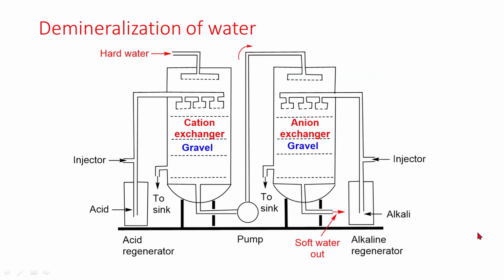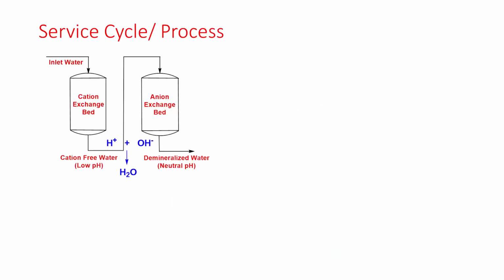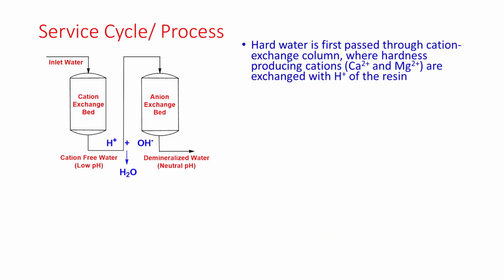This diagram is of demineralization of water. Here hard water is passed through the cation exchange column. Then it is allowed to pass through the anion exchange column, and the water we obtain is soft water. As far as service cycle is concerned, hard water is first passed through the cation exchange column, where calcium and magnesium ions present in water are exchanged with the H ions of the resin.